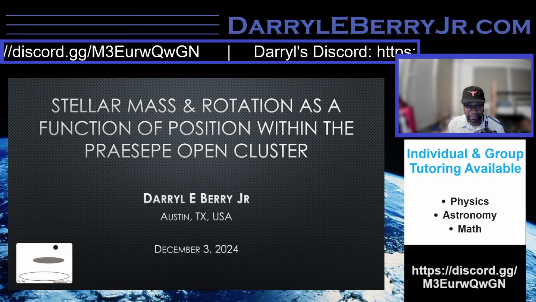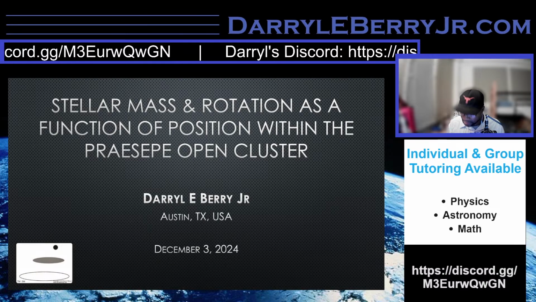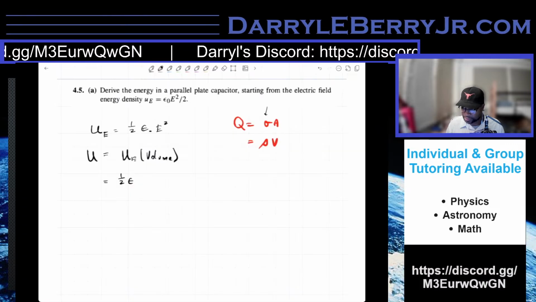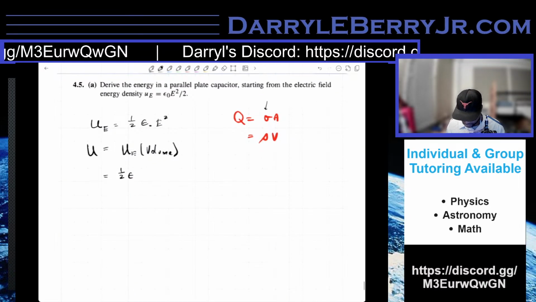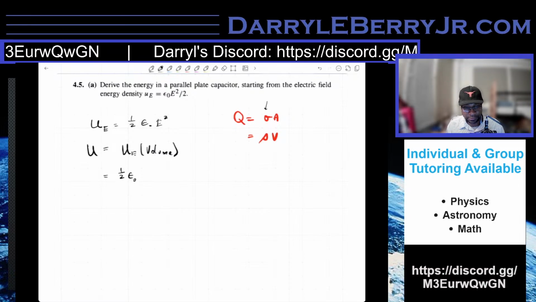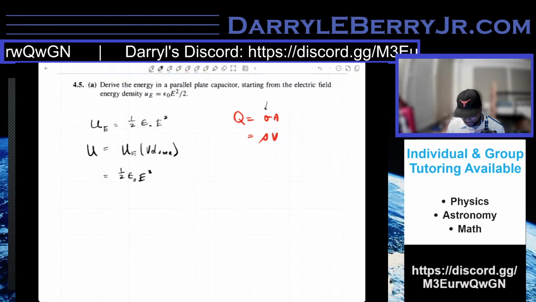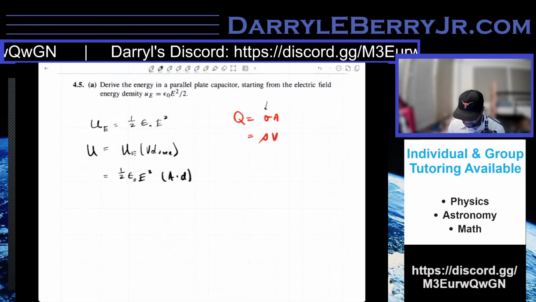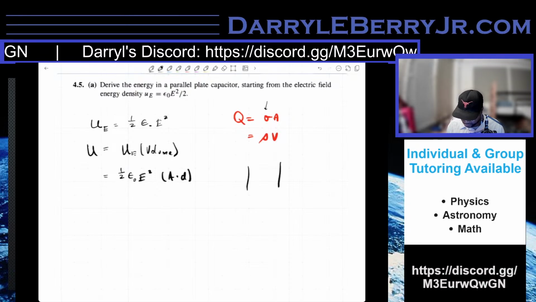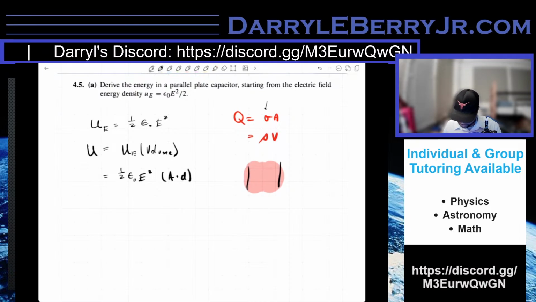So I can go ahead and do 1/2. Let me switch back to the regular screen. I'll start the presentation momentarily after I finish this problem. We have 1/2 epsilon naught E squared, and the volume will be the area times the distance. Basically, we're looking at the volume between these two plates: the area of the plates and the distance give the volume of that whole space.